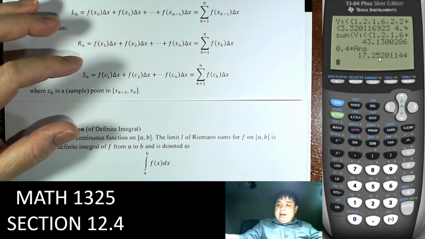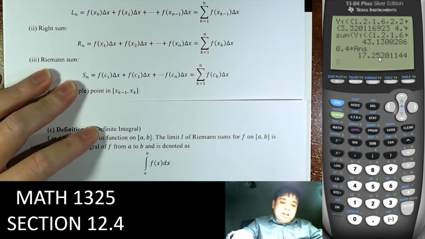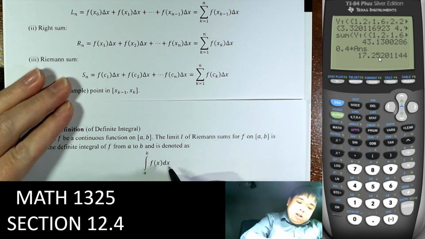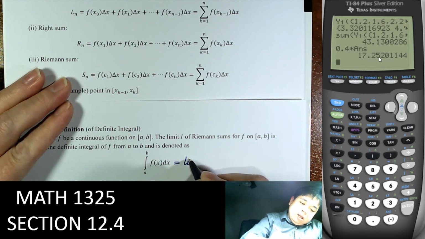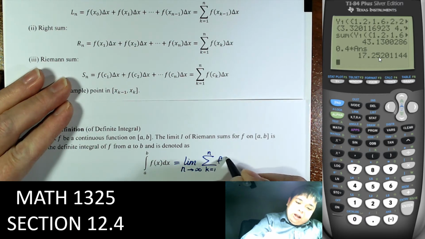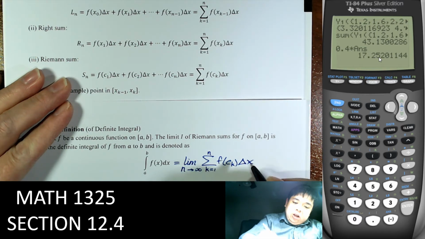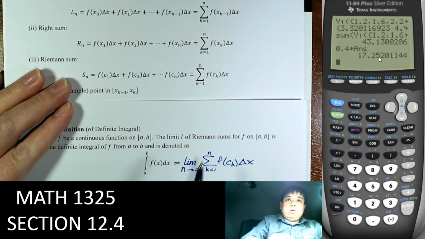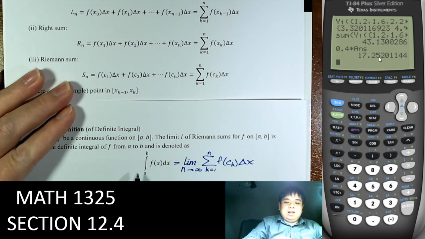Now, if we write this as the limit of the Riemann sum, we say that it is the limit as the number of rectangles goes to infinity of the summation. We just take the number of rectangles to infinity, and we have that.